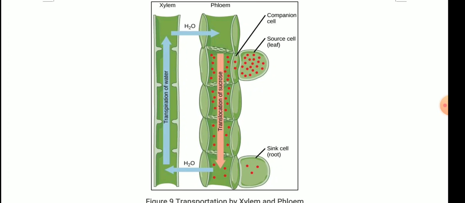There may be others. Here root is given, but maybe upward also, flowers may be there, or other parts like stem or branches may be there, where food needs to be transported. So that is the translocation of food. Source cell is leaf, and the sink cell is root. Clear? So this is how the transportation happens by xylem and phloem.